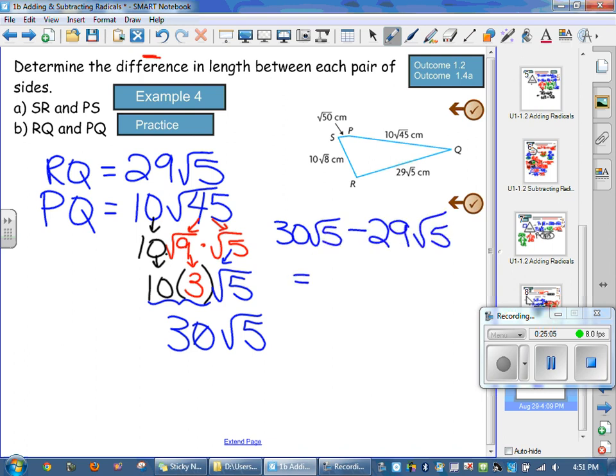That concludes lesson 1B for adding and subtracting radicals. Now you should be working in your practice book to finish that section.